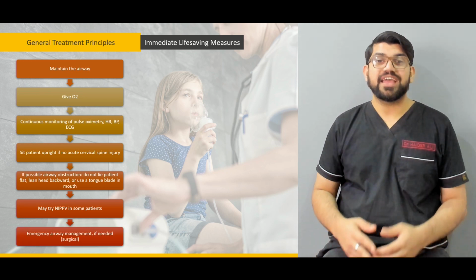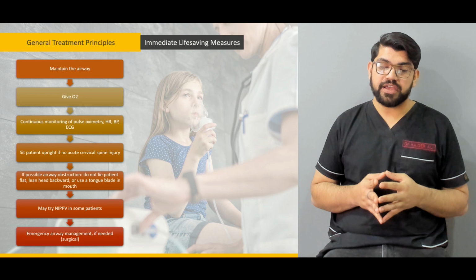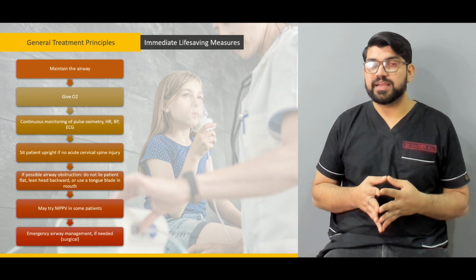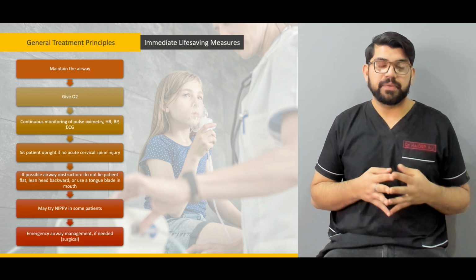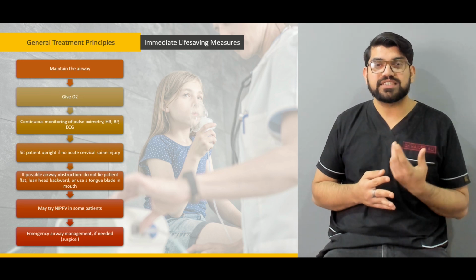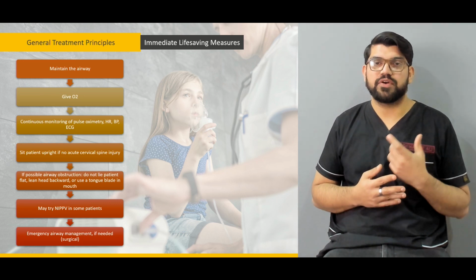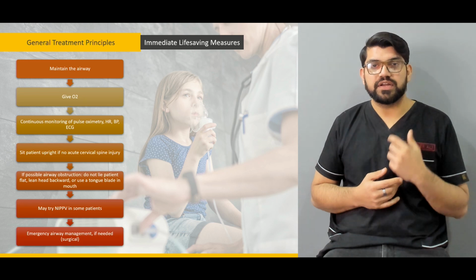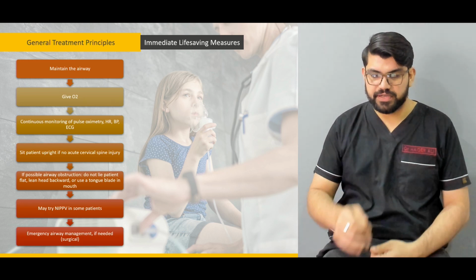Emergency airway management. If the patient is not tolerating NIV or is not getting better with NIV, go for mechanical intubation. And if you suspect a foreign body, you can go for urgent tracheostomy or cricothyroidectomy.